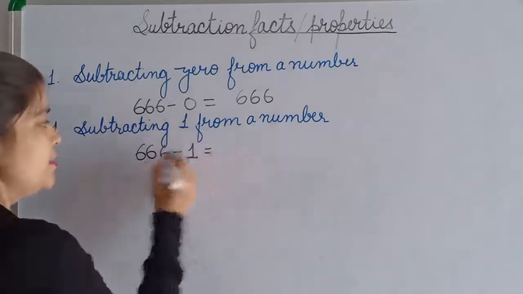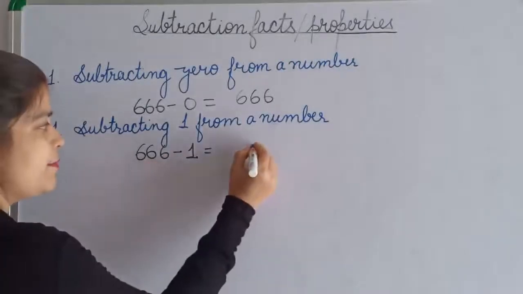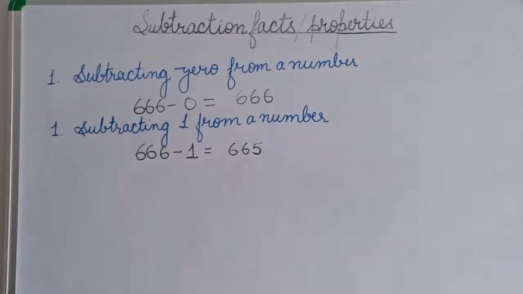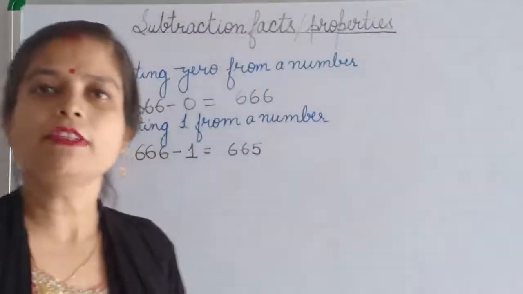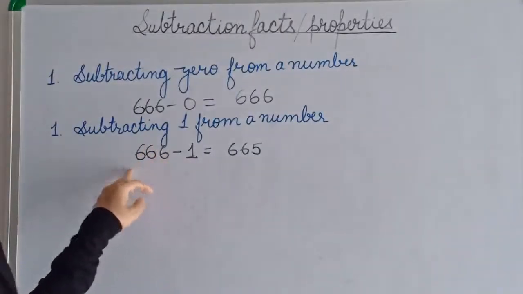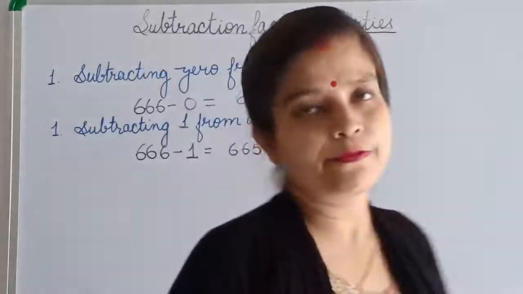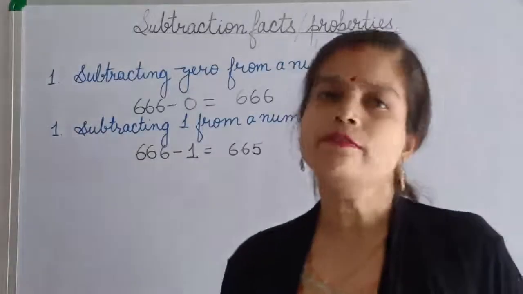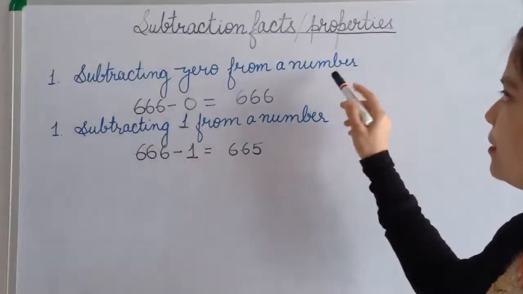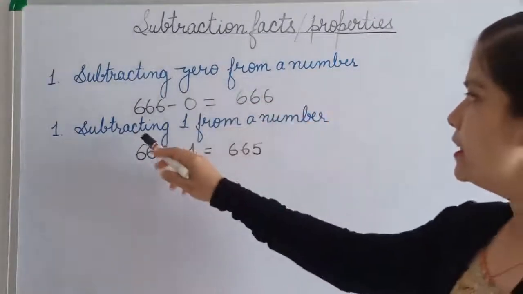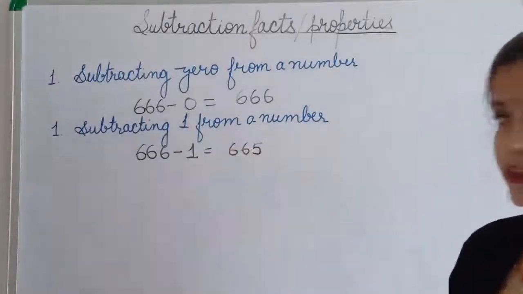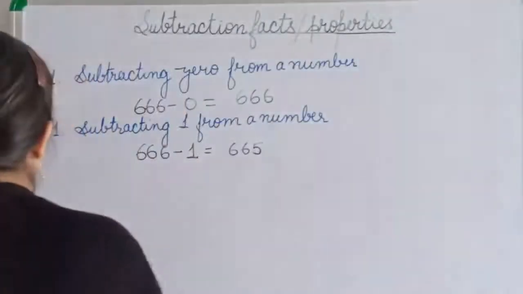You subtract here 6 minus 1, it will be 5. Then 6 and 6. We get 665, and 665 is the number that comes just before 666. So when we subtract 1 from any number, we get the predecessor of that number. The first fact is when we subtract 0 from a number, we get the number itself. The second is when we subtract 1 from a number, we get the predecessor of that number. This is the second fact.